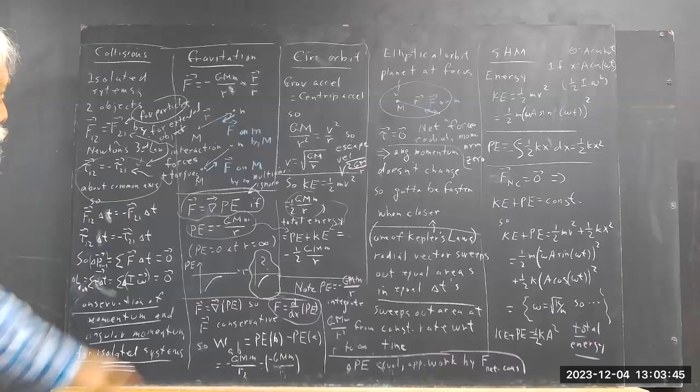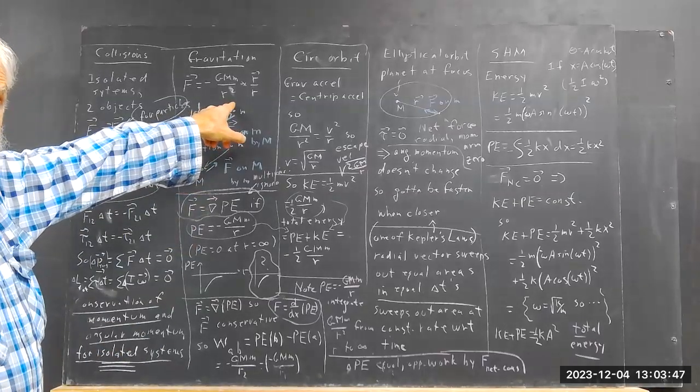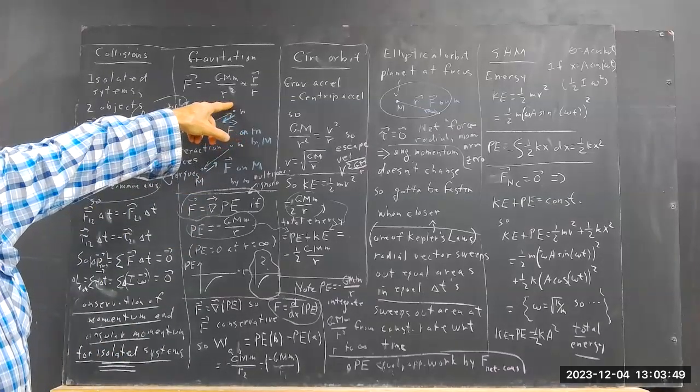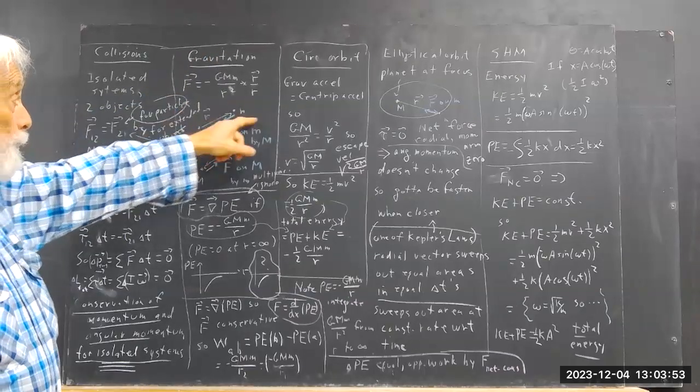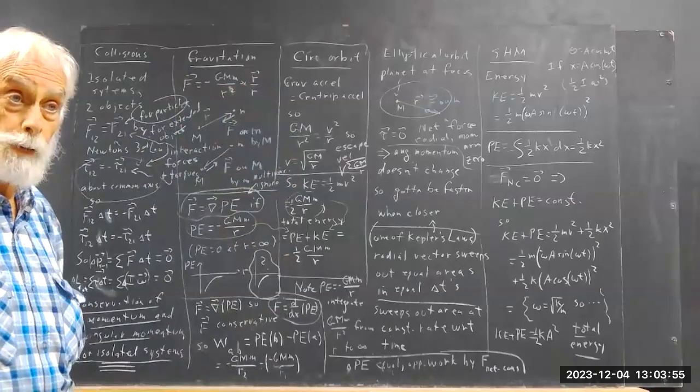Okay, gravitation, right there's your rule. Be sure you know it, be sure you can use it. It's not just negative G big M little m over R squared. It's multiplied by the unit vector R over R.